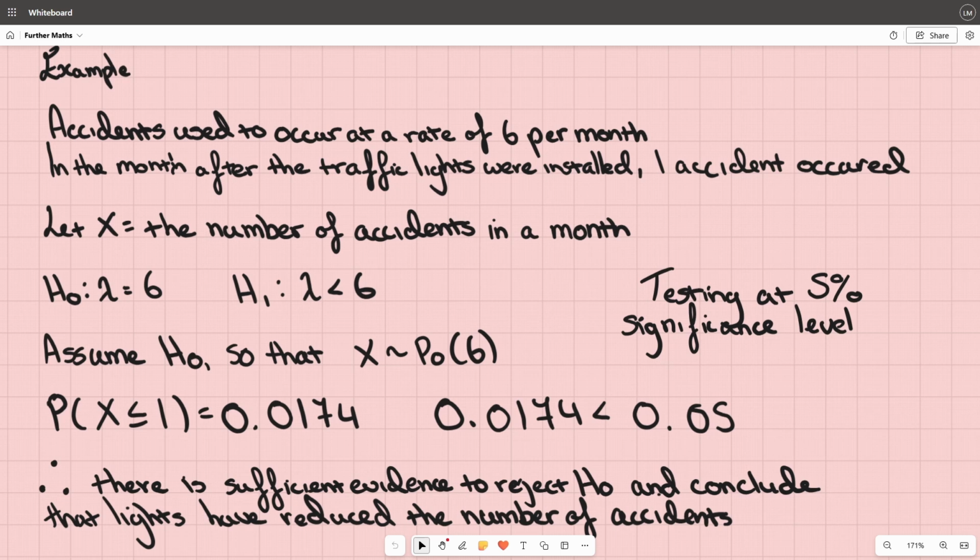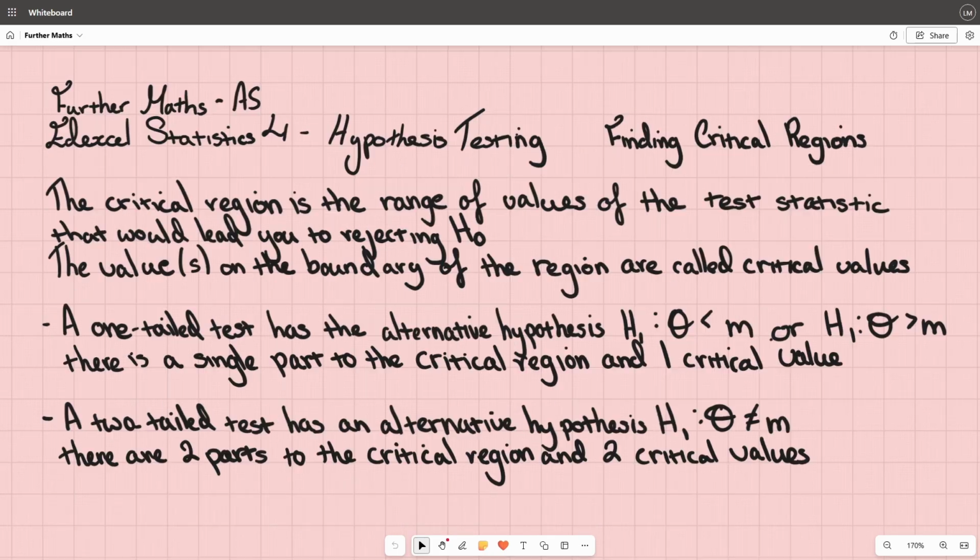and that is 0.0174. Because we're testing at 5% significance level, you know that 5% is 0.05, and we know that 0.0174 is less than 0.05. And so therefore, the 3 dots are the therefore sign, I just prefer to shorten it. Therefore, there is sufficient evidence to reject H0 and conclude that the lights have reduced the number of accidents.